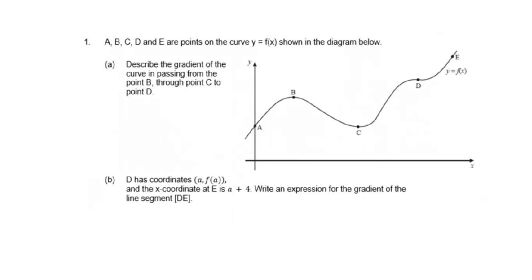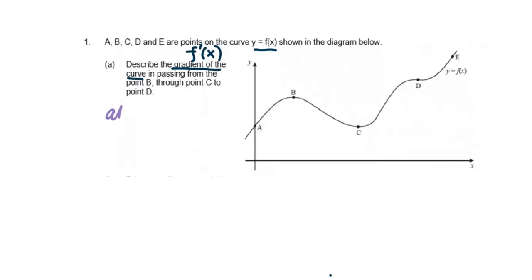In this video, we will explore some IB exam questions about the first derivative and the graph. For number 1, A, B, C, D, and E are points on the curve y equals f of x. Describe the gradient of the curve. When you talk about gradient, that means the derivative, in passing from point B through point C to point D.